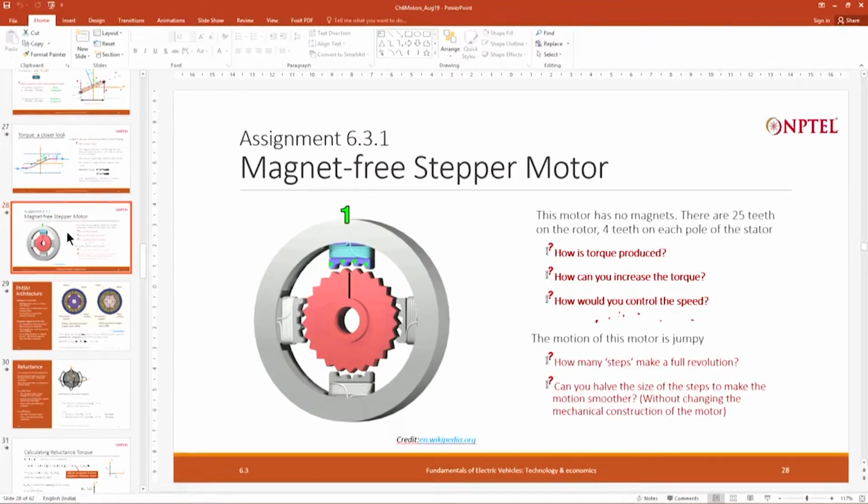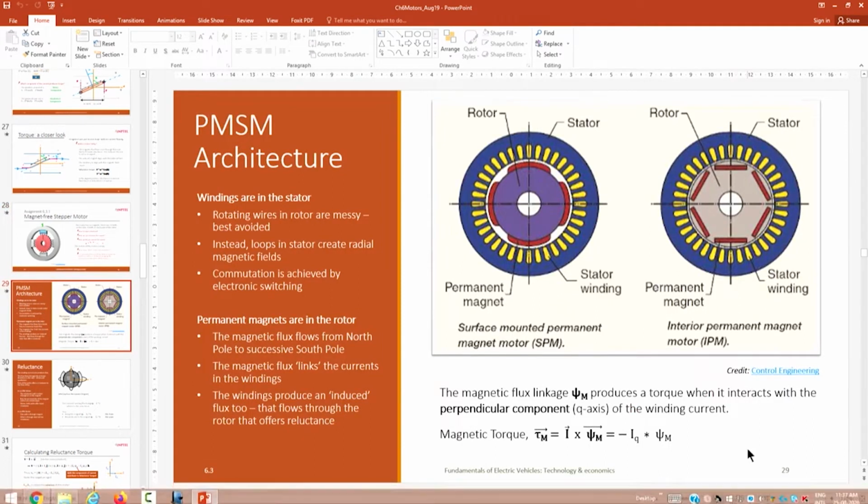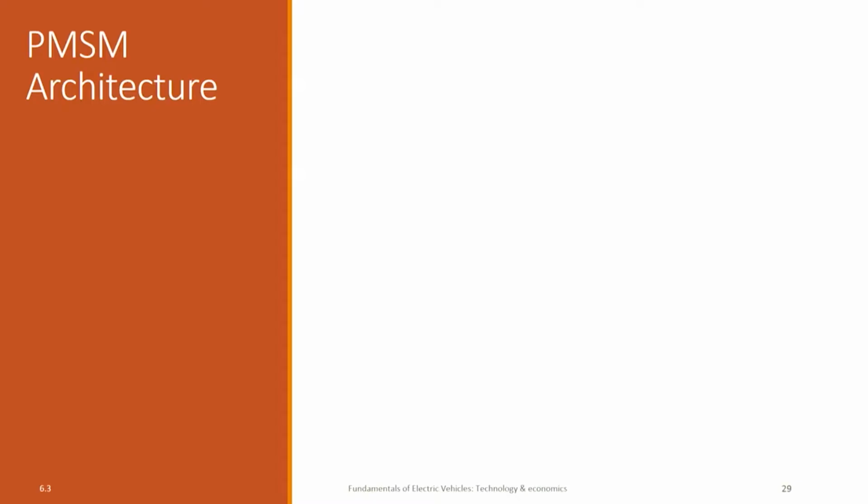And we signed off by looking at the example of a motor which has no magnets, it is called a stepper motor, where only reluctance torque is used to produce torque. So, now we will go on with the subsequent topics that we are going to cover today.